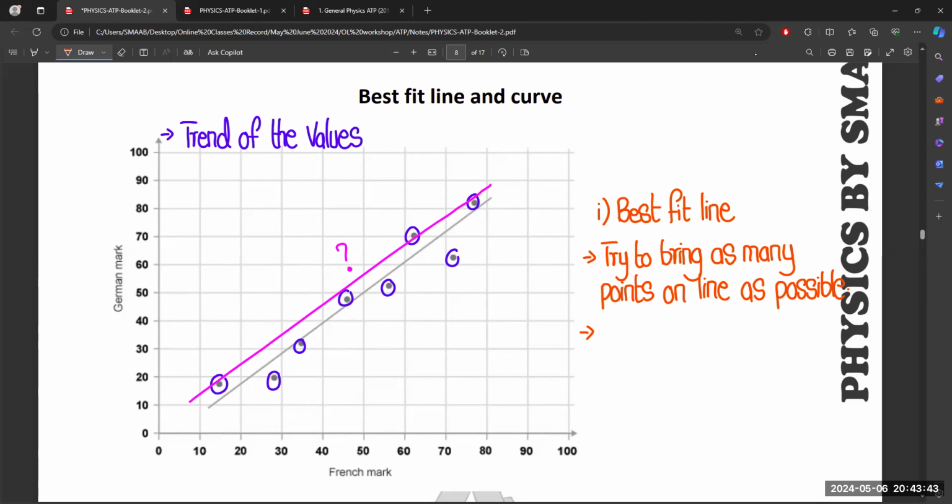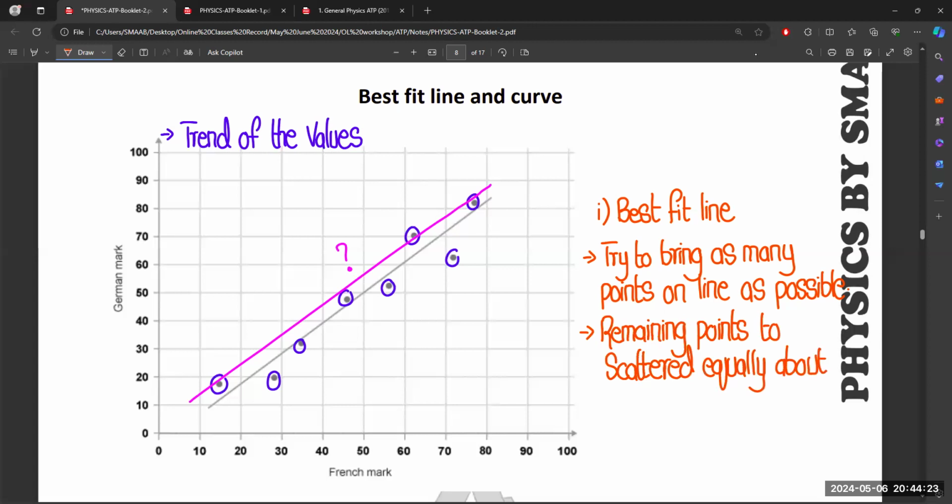But let's suppose your points are not aligning on a single line, just like in this example, there is not a single point on a single line. So what you have to do, you have to mark the remaining points scattered equally about the line, right? Any confusion?